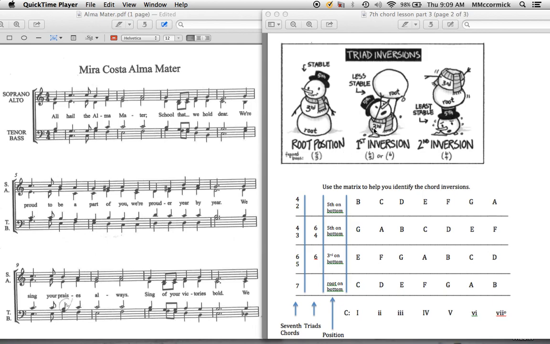First inversion, the bottom notes move to the top, and we've got third, fifth, and root, and that's indicated by a 6. And then second inversion, you can see the snowman's about to fall over. We got his head on the bottom, the fifth, then the root, then the third. All right, and we use a 6-4 to identify that.